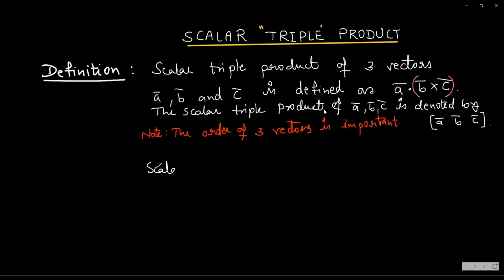Scalar triple product of three vectors need not be written, three vectors is understood. Scalar triple product is also known as box product.